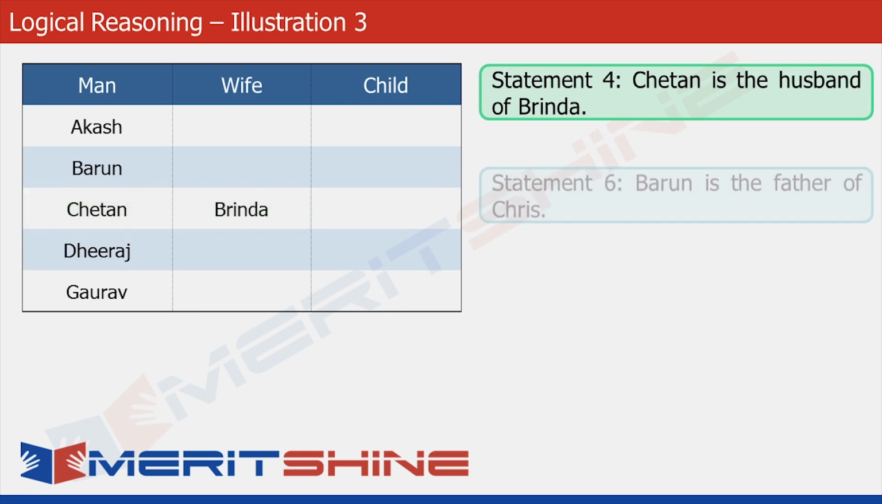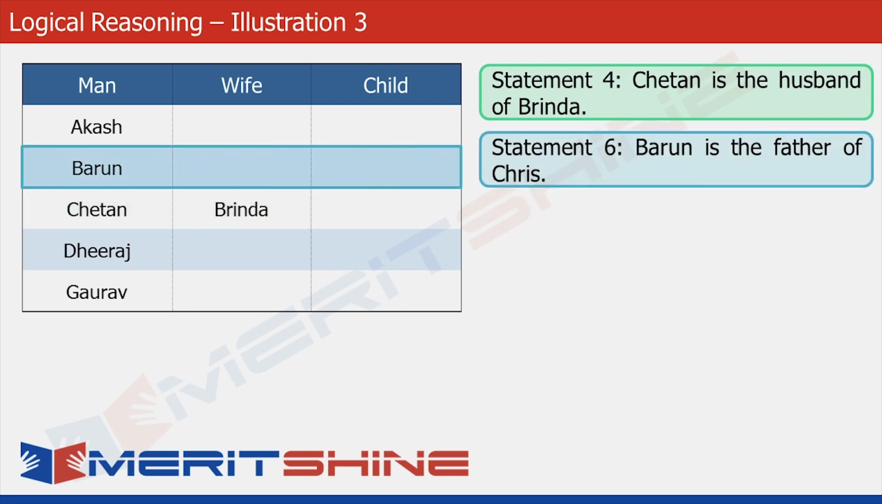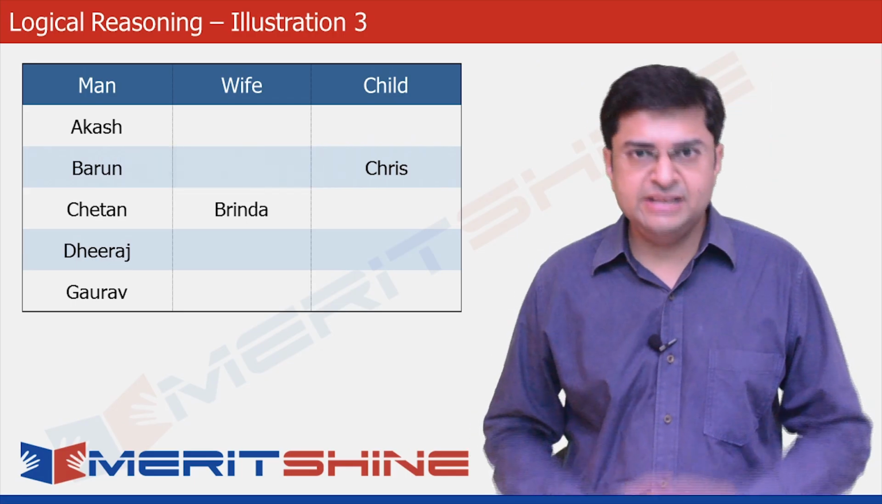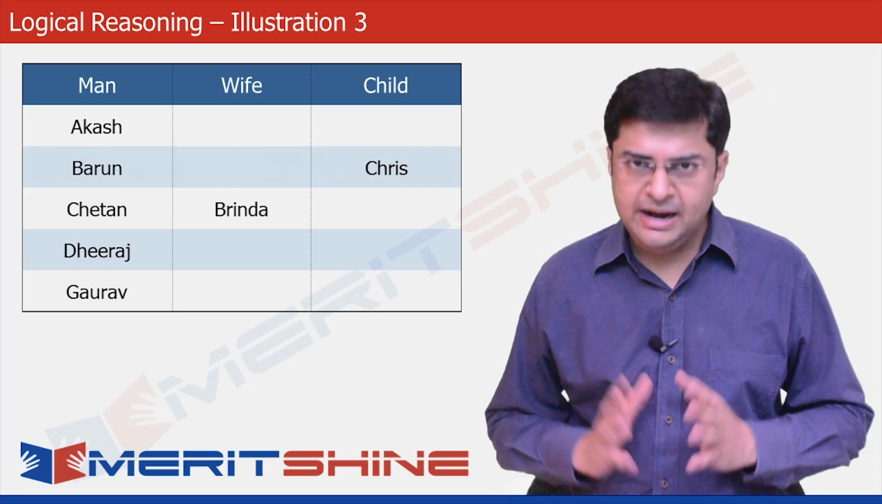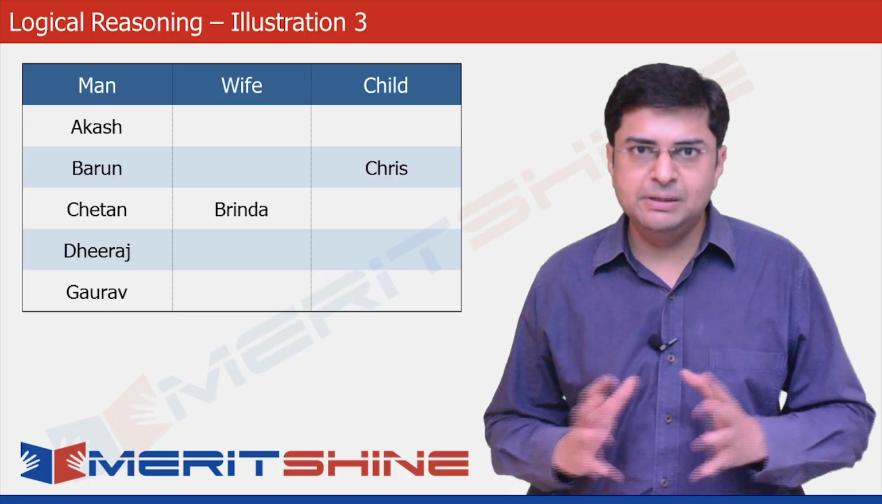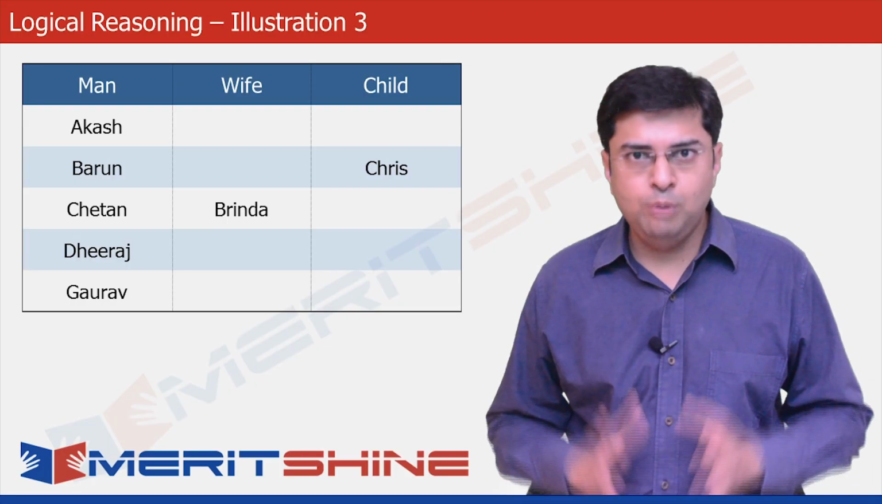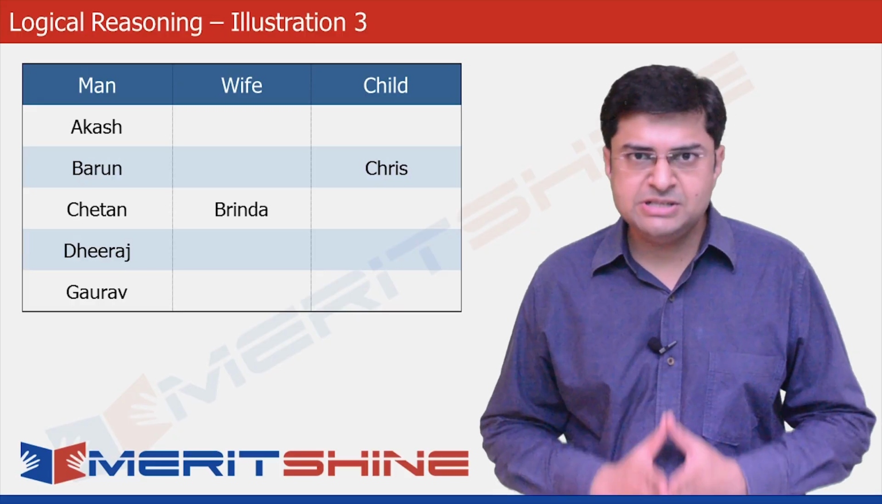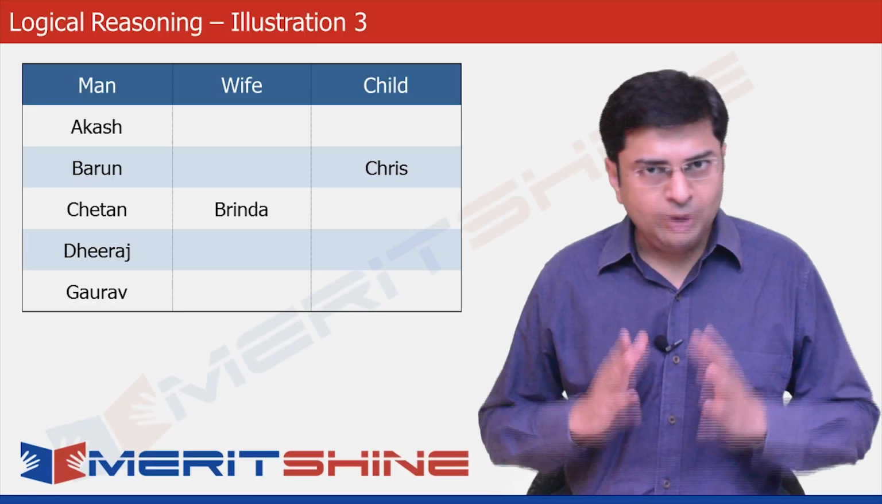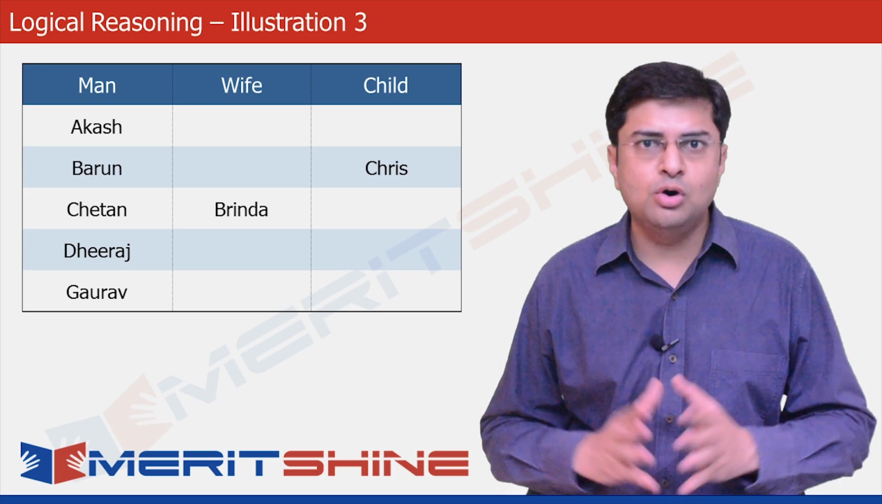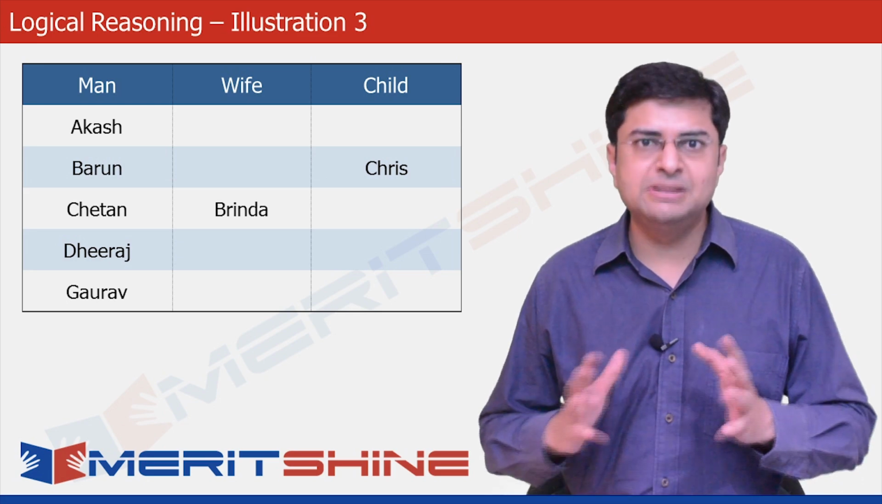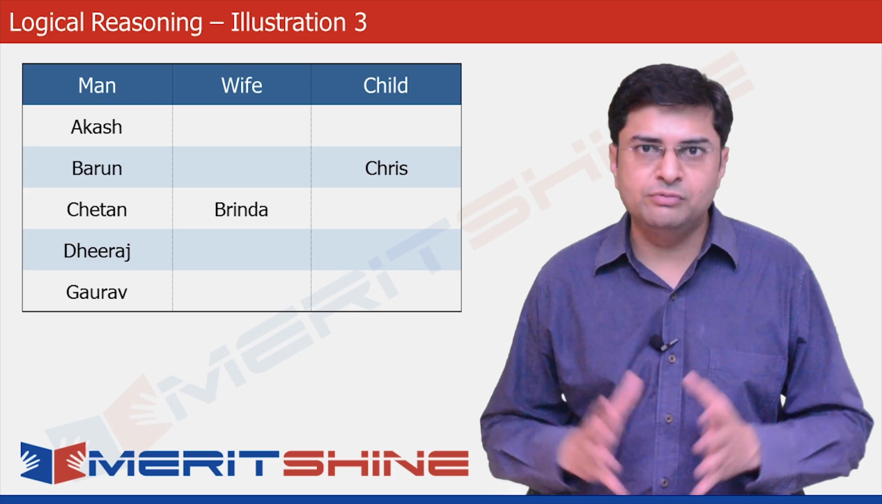Look at statement 6 now and the highlighted row. Since Barun is the father of Chris, it's obvious that the child cell in Barun's row would be filled by Chris. There is no other piece of data that can be filled in this table directly and concretely without making multiple cases. So we will proceed slightly differently here. We will try making blocks of information using the given statements and put them beside the table. What it does is that the data becomes easier to comprehend whenever you have to use multiple statements together. Let's see how it works.